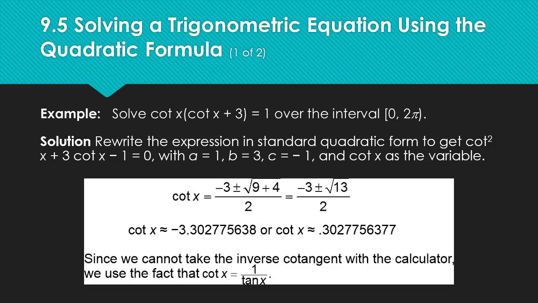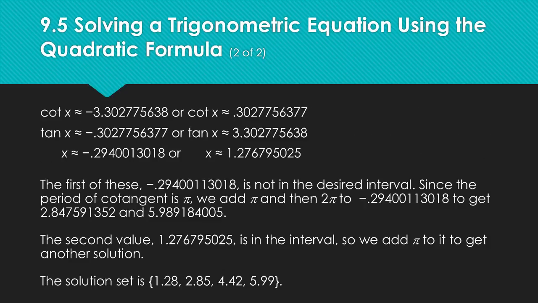So here's what it looks like. The cotangent of x is negative 3 plus or minus the square root of 13 over 2, and they got 2 decimal values for that. Now it says we can't take the inverse cotangent, so we have to use the fact that cotangent of x is 1 over tangent of x. Okay, so what they're showing you here is that if the cotangent of x is negative 3.30277, and notice we actually have the same answer, it's just one's positive, one's negative, if that's the cotangent, then the tangent is negative 0.30277.